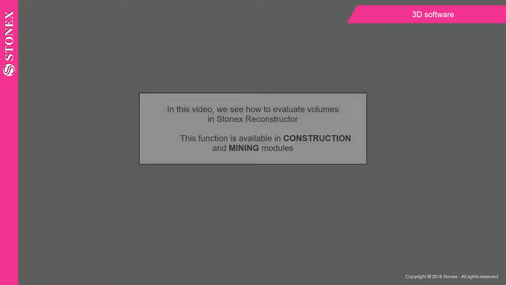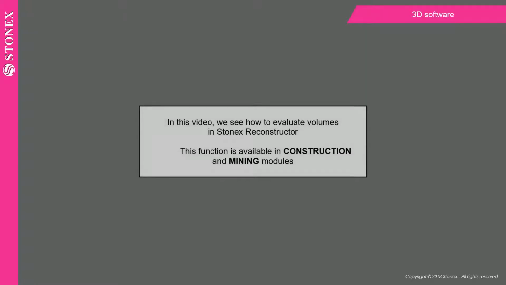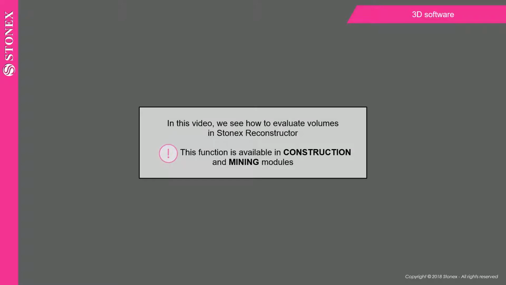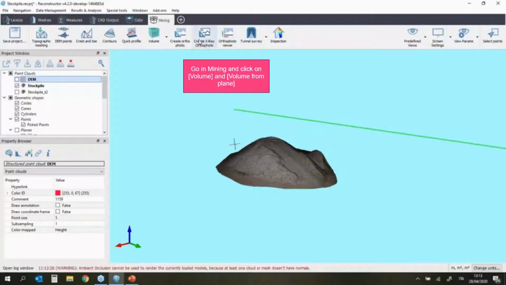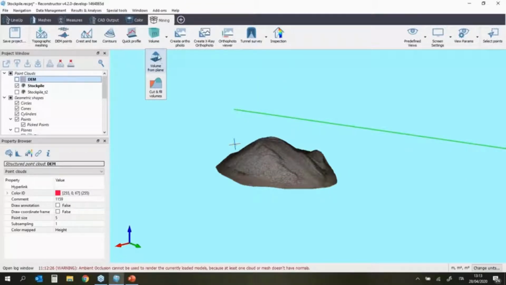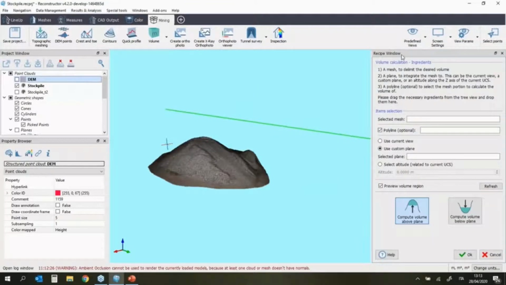In this video, we see how to evaluate volumes in Stonex Reconstructor. Go in Mining and click on Volume and Volume from Plane. In the recipe window you have the list of all the elements you need to evaluate a volume.